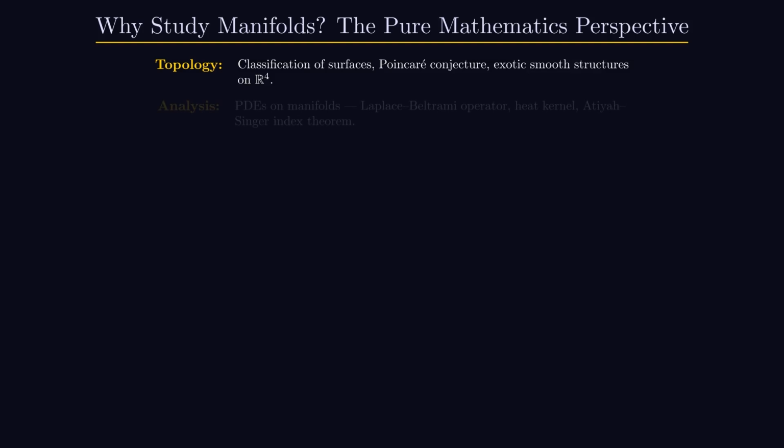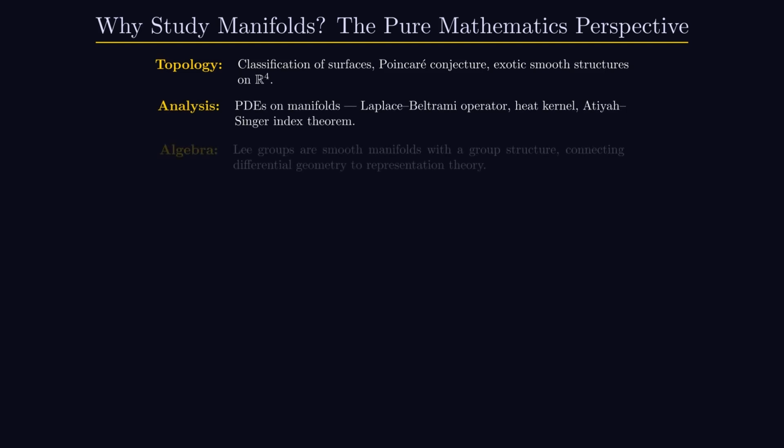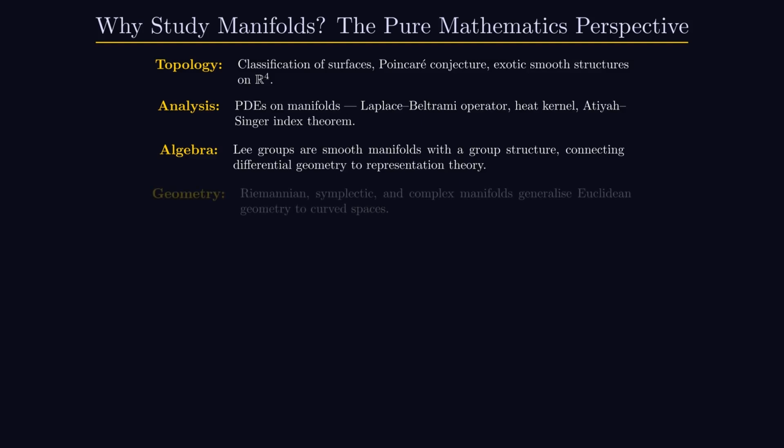In topology, the classification of surfaces, the Poincare conjecture in dimension 3, and exotic smooth structures on R4. In analysis, partial differential equations on manifolds, the Laplace-Beltrami operator, the heat kernel, and the Atiyah-Singer index theorem. In algebra, Lie groups, named after the Norwegian mathematician Lie, are simultaneously smooth manifolds and groups, linking geometry to representation theory. And in geometry itself, Riemannian, symplectic, and complex manifolds all generalize Euclidean geometry to intrinsically curved spaces.